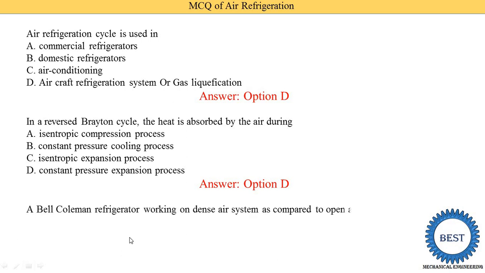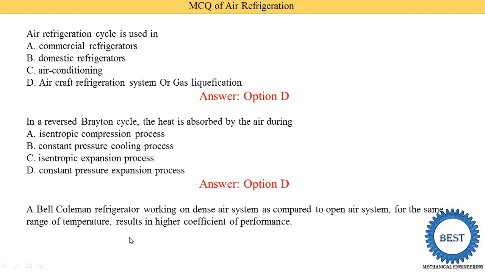A Bell-Coleman refrigerator working on a dense air system, as compared to the open air system, for the same range of temperatures results in a higher coefficient of performance. We know that in the Bell-Coleman cycle there are two types of system: one is the dense air system and the second is the open air system. The question asks that for the same temperature range, the dense system gives a higher coefficient of performance. Option A is agree or option B is disagree. So what is the correct answer? The answer is agree: dense air systems give a higher coefficient of performance compared to the open air system for the same temperature range.